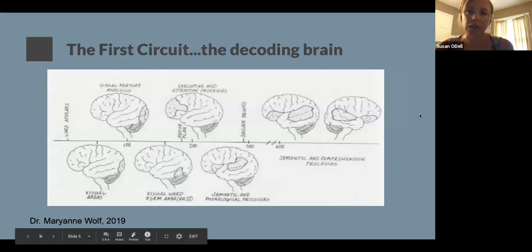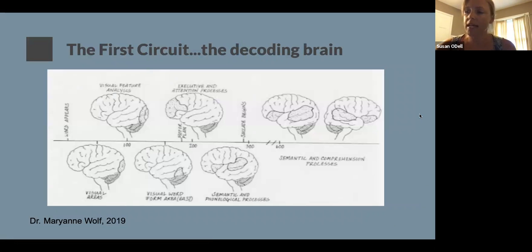Here's another visual courtesy from Dr. Maryanne Wolf. She is known for her work in cognitive neuroscience and psycholinguistics for reading in the brain. So what she and her colleagues have done is take fMRI scans of brains of people as they are reading to determine which areas of the brain are activated.